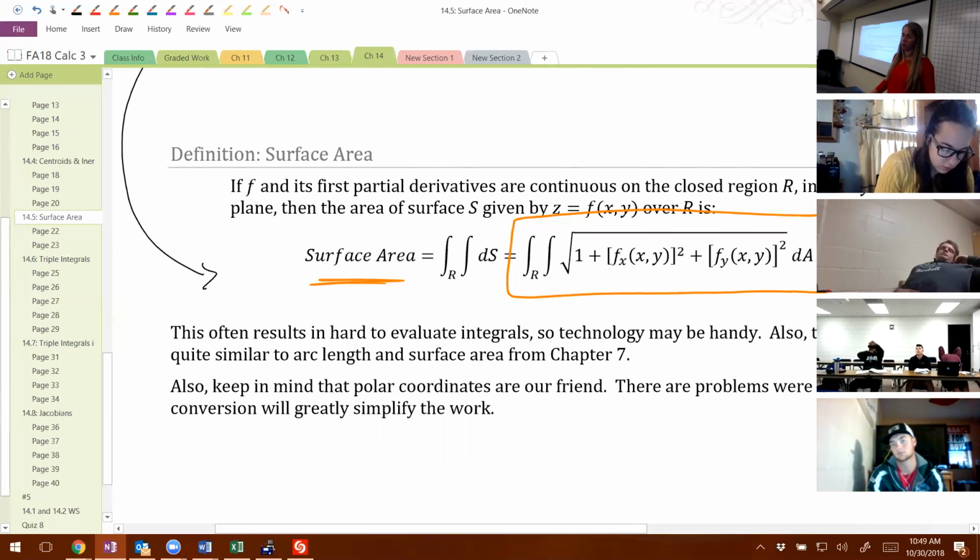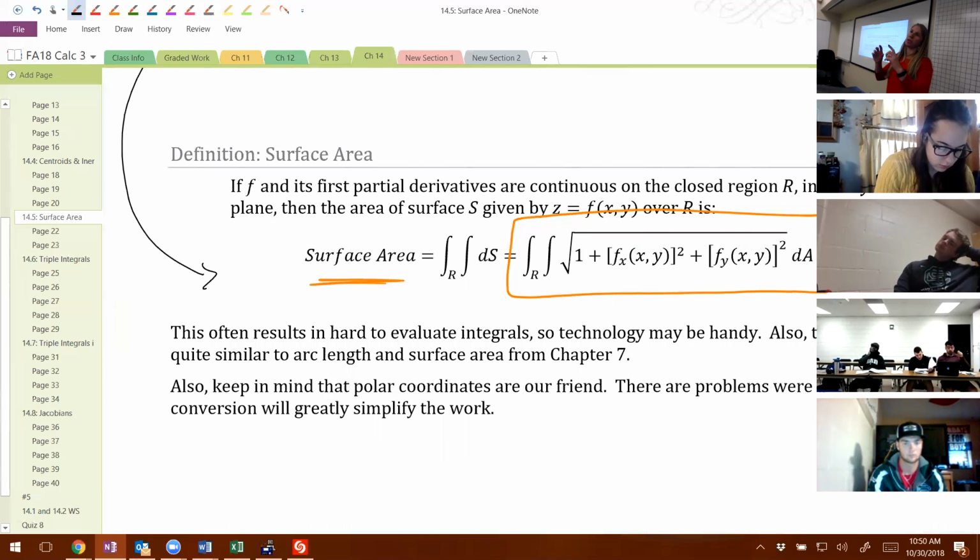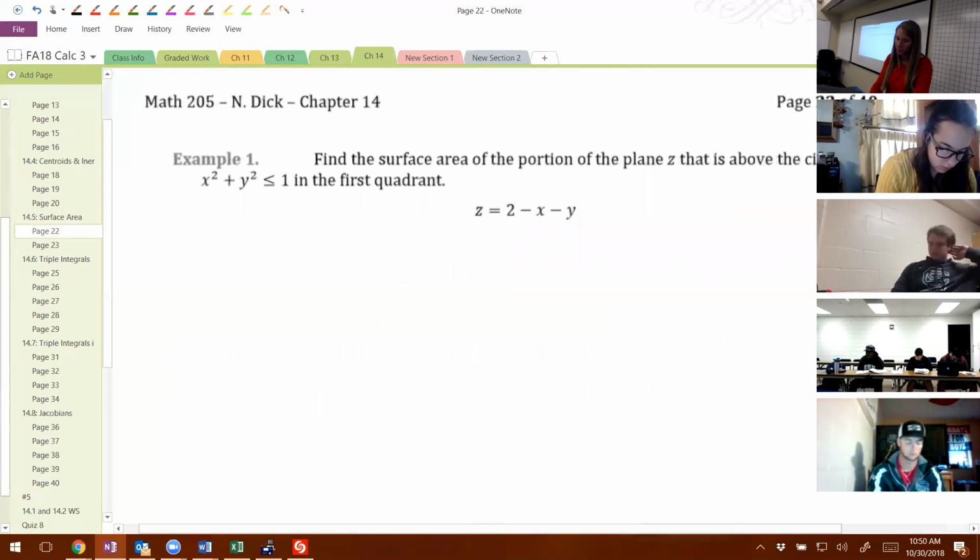And sometimes changing to polar coordinates may be easier also. If we change to polar coordinates, don't forget to multiply by r. And then the other thing is you're going to take your function, and when you translate that to r and theta instead of x and y, you're going to find the partial with respect to r squared and the partial with respect to theta squared. So hopefully it's what you would expect to see, but we'll do an example where that happens in just a minute. Okay. All right, page 22.